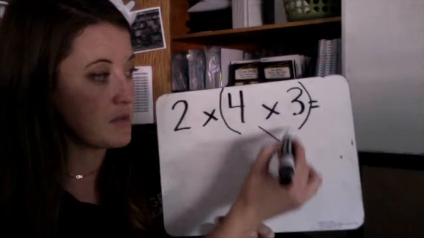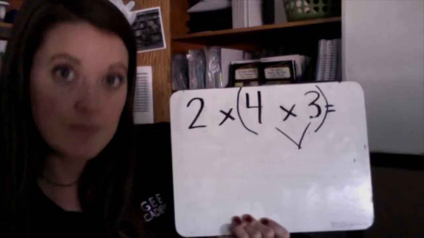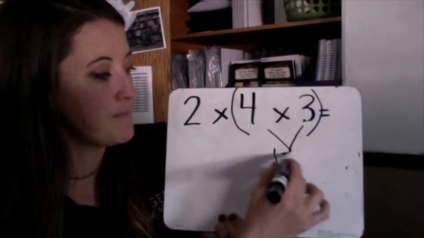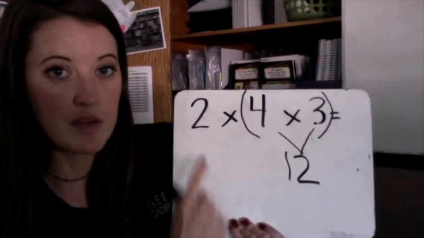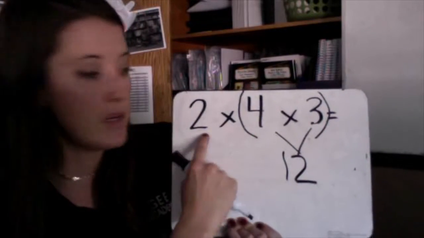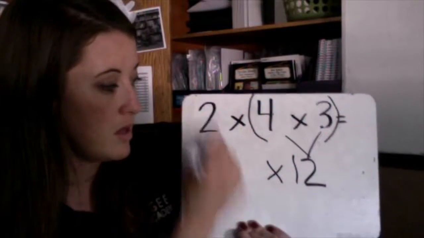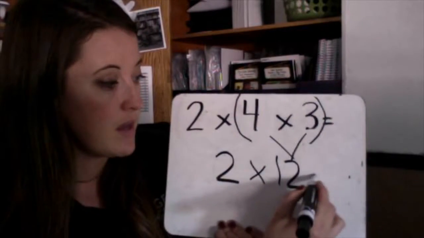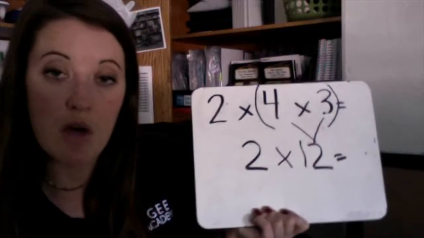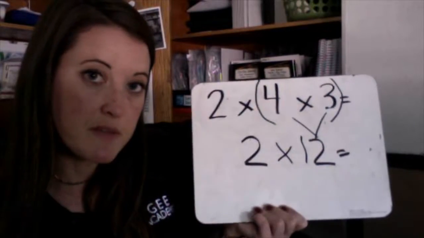4 times 3 is 12. Awesome. Now, don't forget, we still have this factor over here that we have to multiply. So we're going to bring that multiplication symbol down. We're going to bring this 2 down. And now we need to multiply 2 by 12. Well, what's two groups of 12?